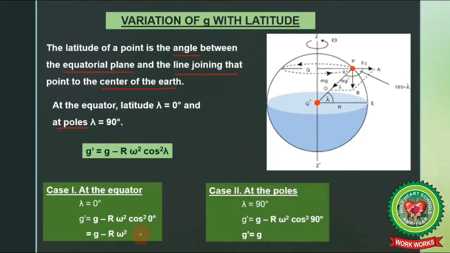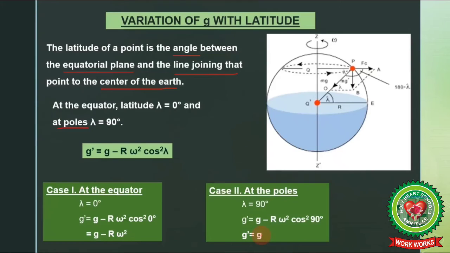There is one more case at the poles. At the poles, lambda is equal to 90 degree. So, g dash is equal to g minus r omega square cos square 90, and cos 90 is 0. So, g dash is equal to g.